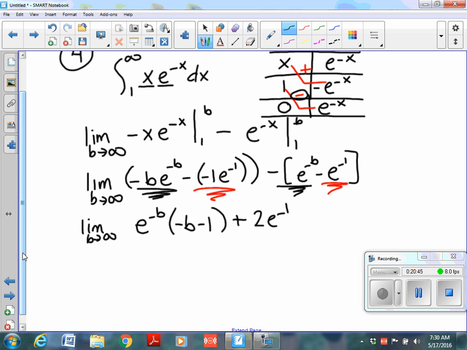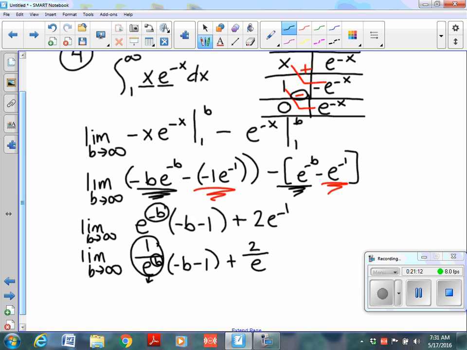Okay. As b keeps getting, remember this is a negative infinity, that's a negative b, so it's going to be really 1 over e to the b power, negative b minus 1 plus 2 over e, as the limit as b approaches infinity. Think about this, as b is getting bigger and bigger and bigger, isn't this getting closer and closer and closer to 0? And 0 times anything is 0, so this whole thing is 0. So you're left just with 2 divided by e. So it converges.